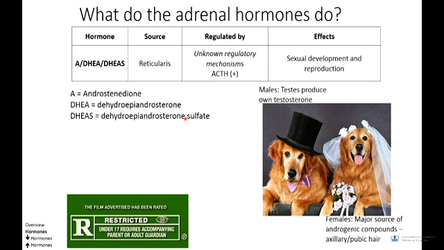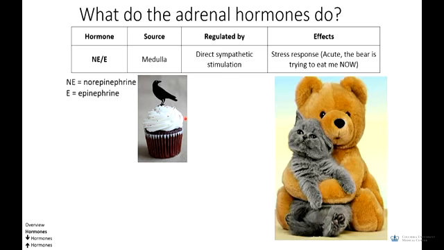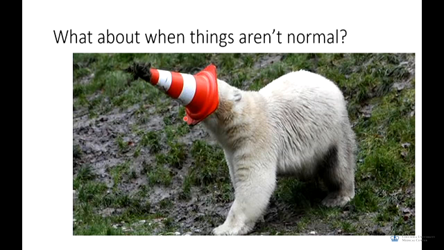These go and are made into testosterone. So their general effects are stronger in women than in men, because men have those testes that make the testosterone for them. So in women, this is mostly the androgenic stuff, so you can get axillary and pubic hair from the DHEA. And then finally, the medulla with its chromaffin cells. This makes norepinephrine and epinephrine. These are directly stimulated by the sympathetics, and they have an acute stress response. So this is the bear trying to eat you, and your body is reacting to that. Your body is trying to get your heart rate up, breathe more oxygen, and make more heat, so you can deal with that.